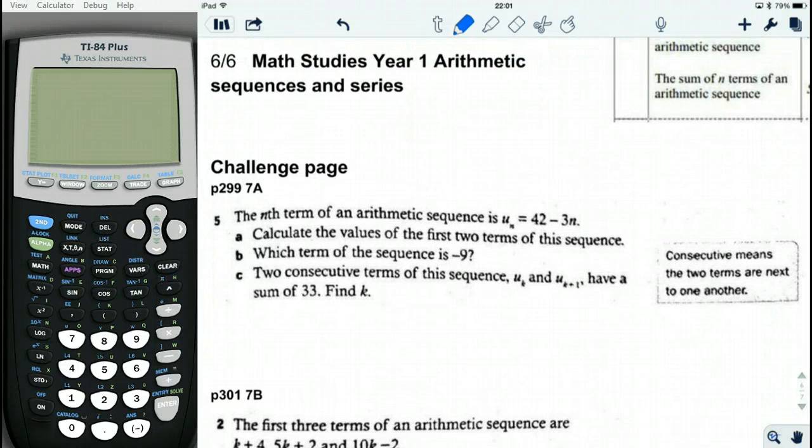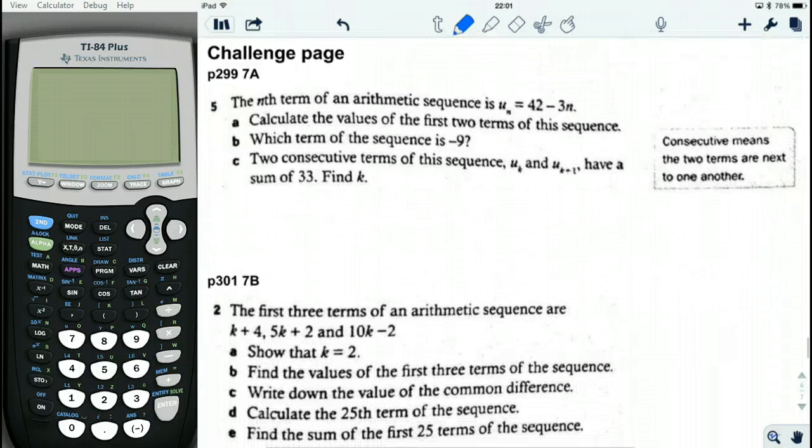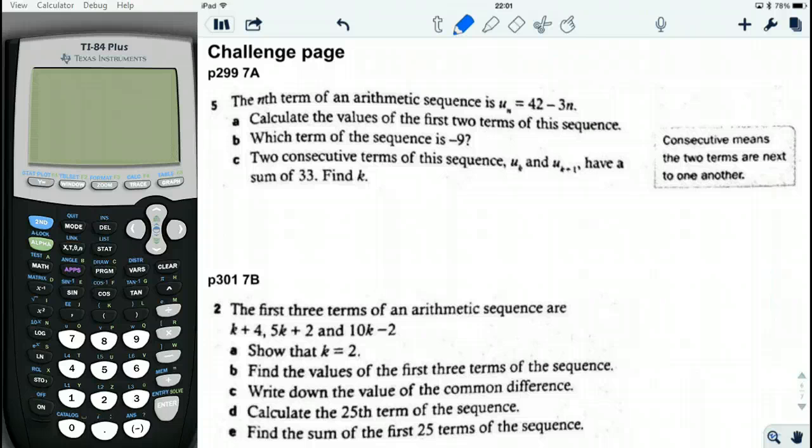Okay, this is page 6 of the Arithmetic Sequences and Series challenge page. I put all the tough problems on this last page, so do as many as you can, or at least watch this video. I think it's good to think about these. They really test your understanding of arithmetic sequences and series.